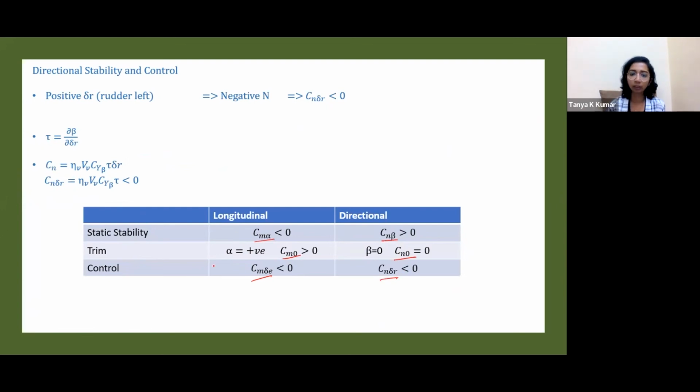So this is just a summary of all the conditions required for static stability. Here Cm naught is positive because we need to trim the aircraft at a positive angle of attack. In the directional case, Cn naught is 0 because our trim condition usually occurs at 0 beta. So your Cn naught is 0.